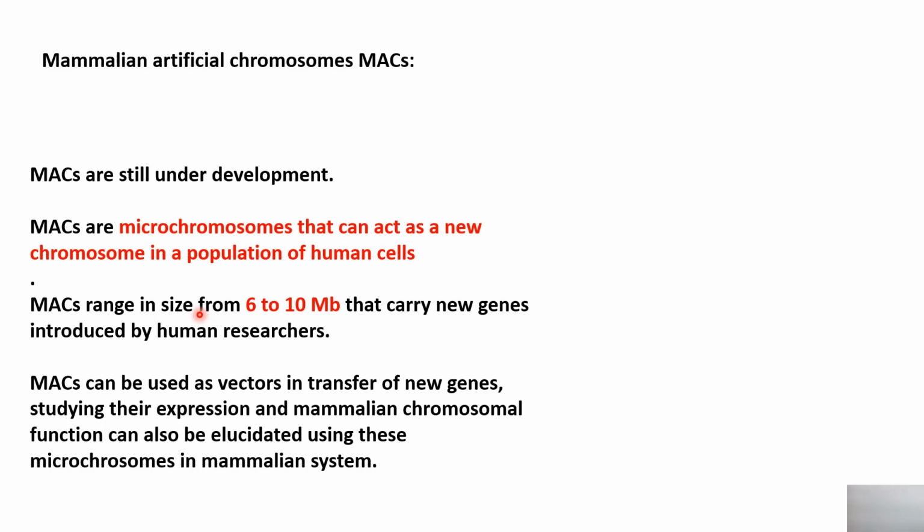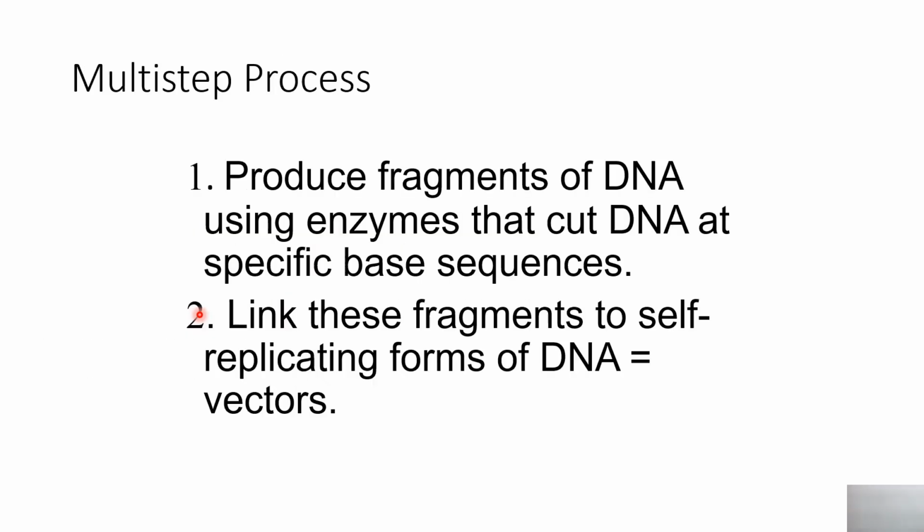Then we have MACs or the mammalian artificial chromosomes, which are still under development. They are microchromosomes that can act as chromosomes in a population of human cells, which are also called HACs. They can range from 6 to 10 megabase pairs and carry new genes introduced by human researchers. So they can be used as vectors in transfer of new genes. Studying their expression and mammalian chromosomal function can be elucidated using the microchromosomes in a mammalian system.